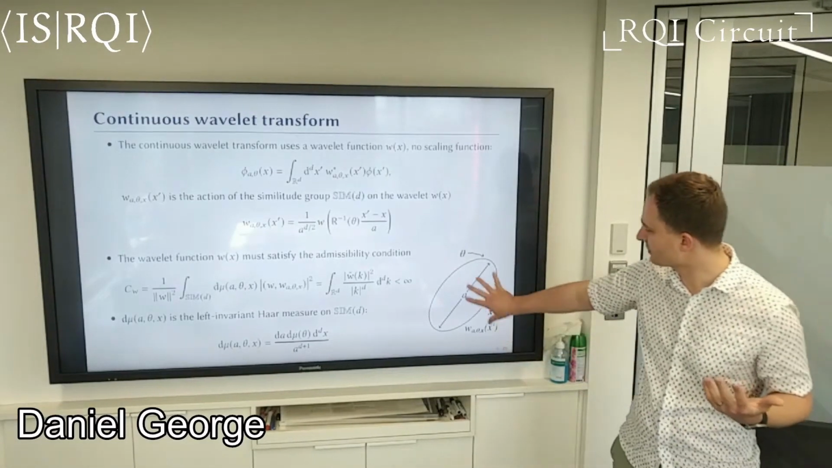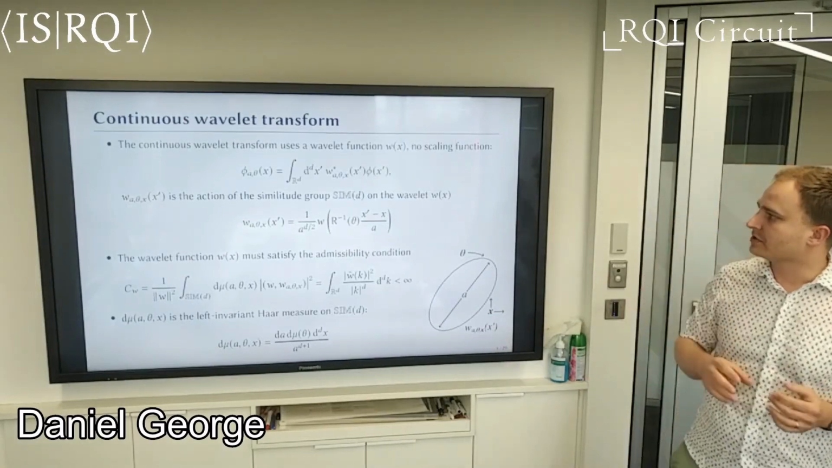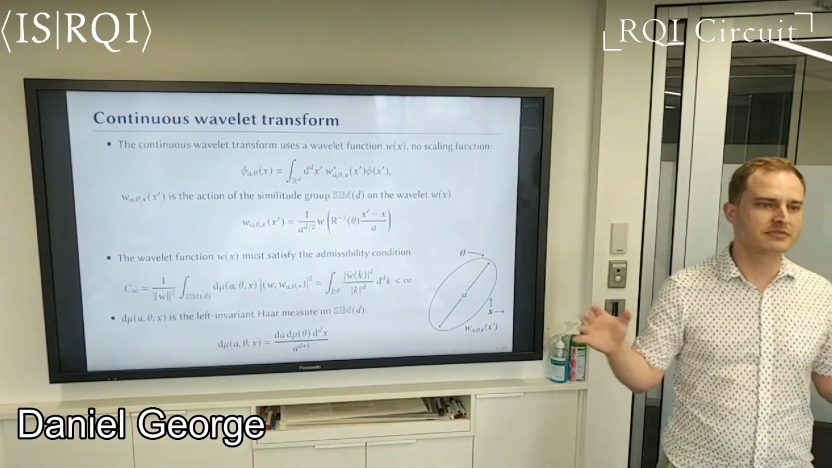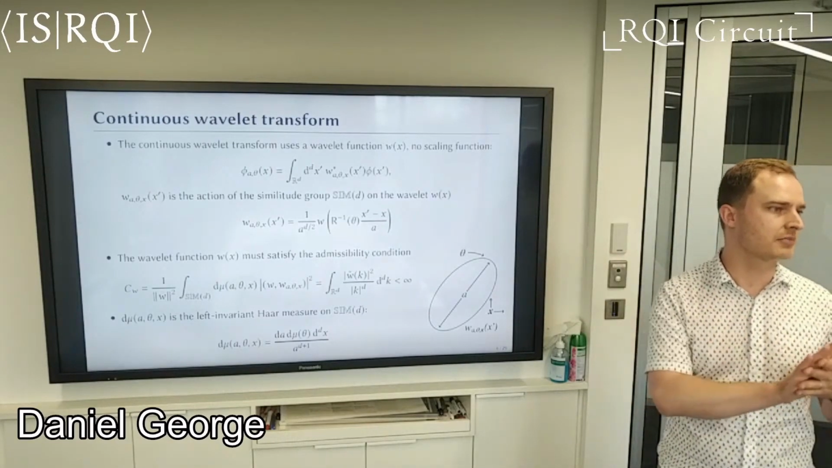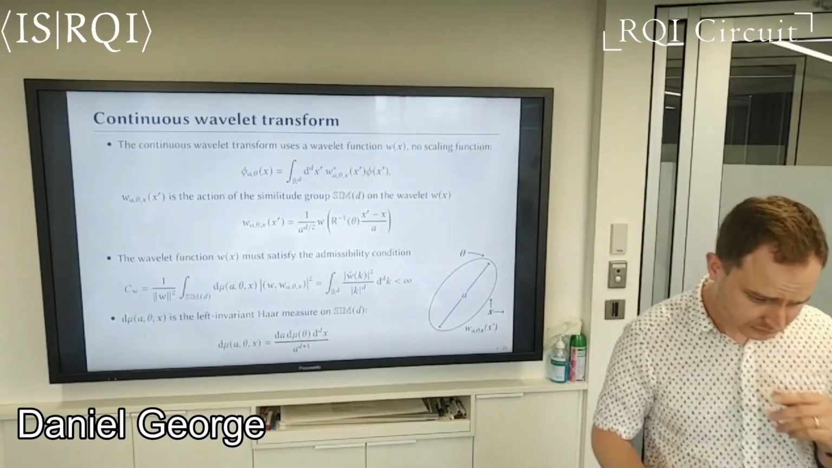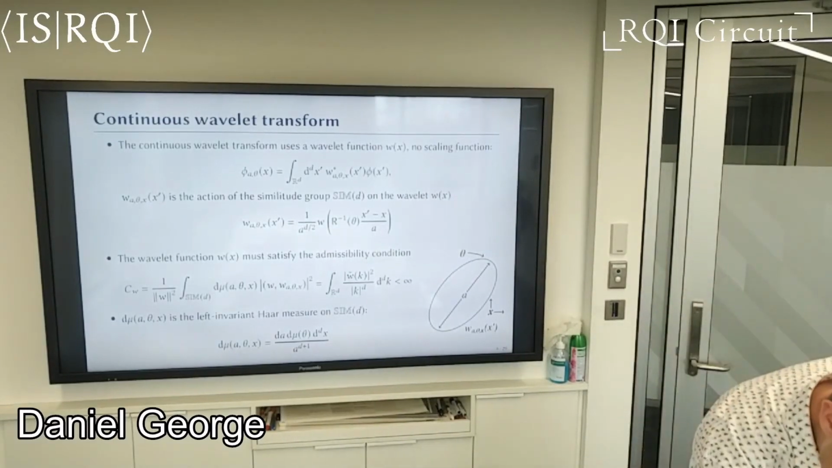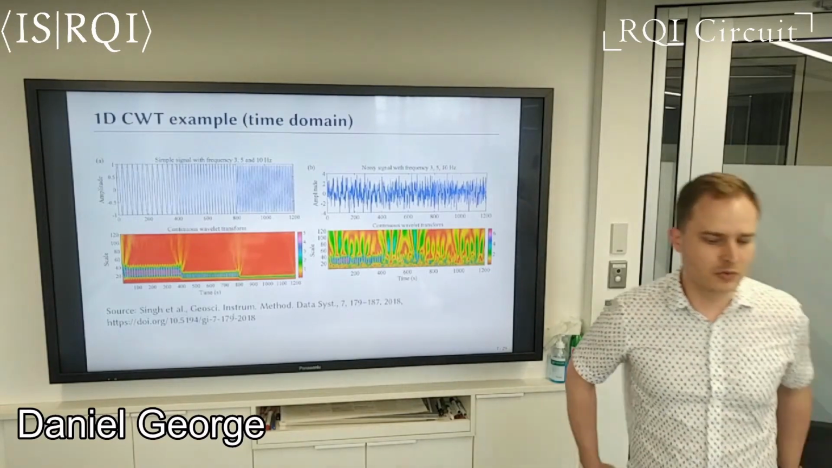So that's the illustration of what I'm talking about in terms of the action of the similitude group. It's just a fancy way of saying that we talk about it to describe translations, rotations, and scalings. Here's an example in 1D.